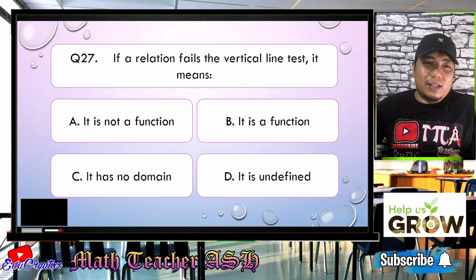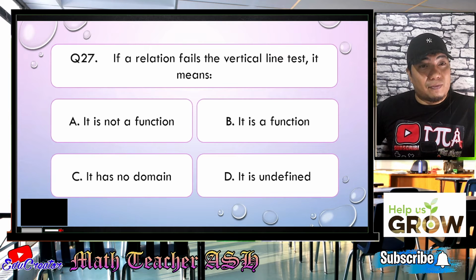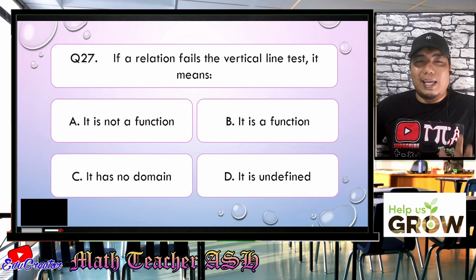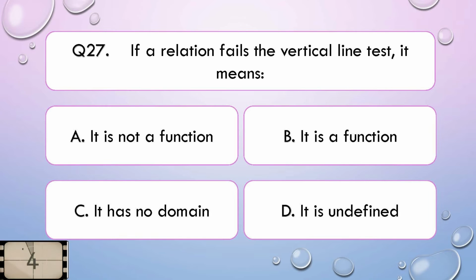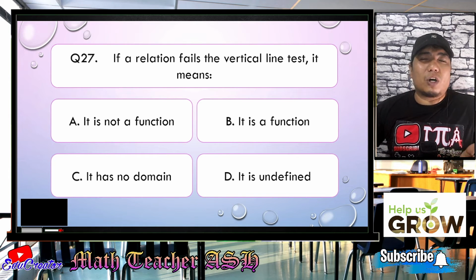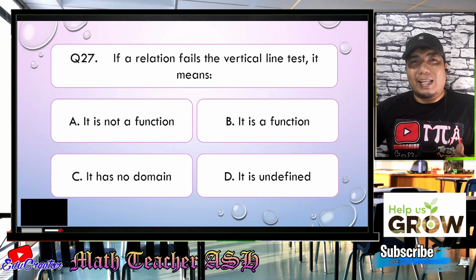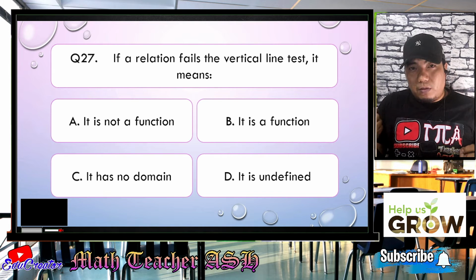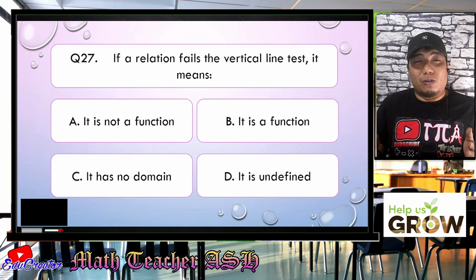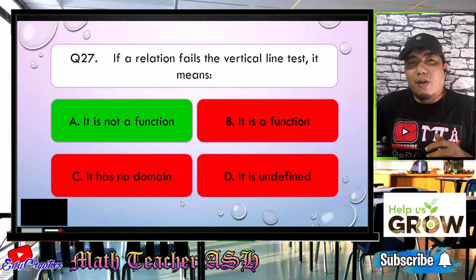If a relation fails the vertical line test, it means that A, it is not a function. B, it is a function. C, it has no domain, or D, it is undefined. I'll give you 5 seconds to think about your answer. Alright, my dear math learners, this question is very, very easy because it is just the opposite of what we have talked about earlier about the graph passing the vertical line test. If the graph passes the vertical line test, it is considered a function. Now, of course, when it fails the vertical line test, then it is considered not a function. So the correct answer is letter A. Easy, right? Very easy, my dear math learners.